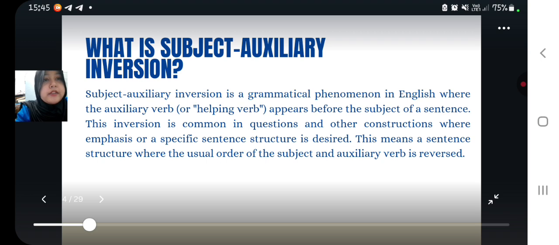Subject auxiliary inversion occurs when the subject and auxiliary verb in a sentence switch places. This is commonly used in questions but also appears in other constructions. The person or thing doing the action comes before the auxiliary verb, a helping verb like is, have, can, and so on.